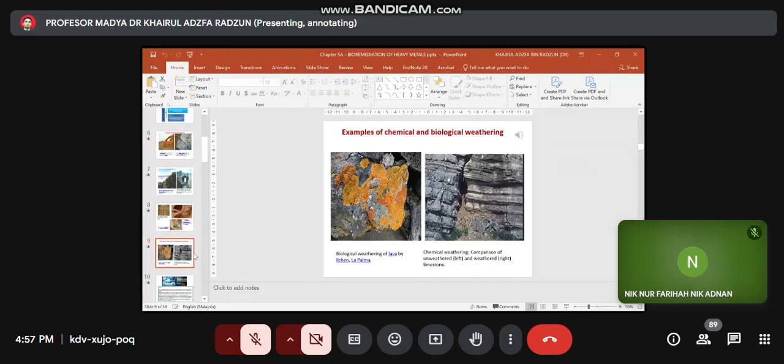Now for this one, we have chemical and biological weathering. On the left part here, you can see biological weathering by lichen. You can see the vermilion, yellow and orange colored structure here, which is actually a lichen. Lichen is basically a combination of fungus and algae that form a symbiotic interaction and eventually form a lichen structure like this.